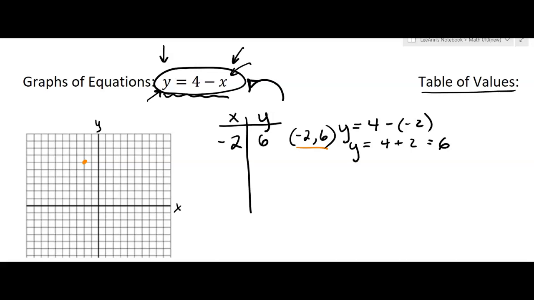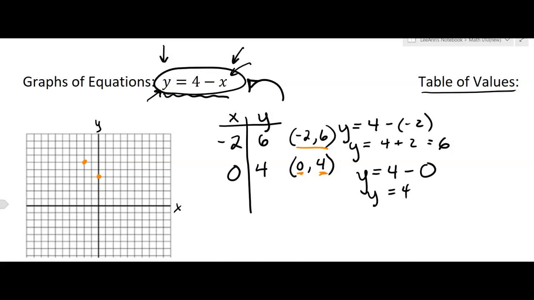So I'm going to pick another value. Maybe I want to pick 0 for x. 0 is often a good one to pick because it shows you what's happening at 0. So I get 4 minus 0, which is just 4. So I picked another value for x, I get another ordered pair, which is 0, 4. And if I graph that, 0 meaning don't go right or left, 4 up. 1, 2, 3, 4. And I get that point right there. I could draw a line at that point, but usually we like at least 3 points.